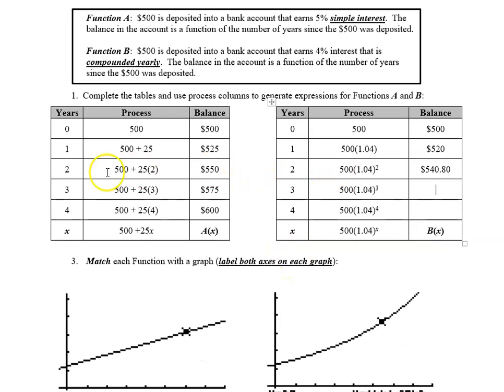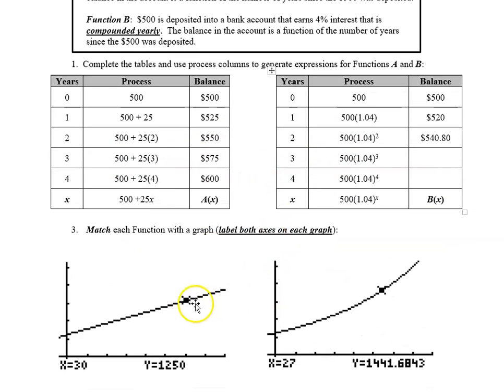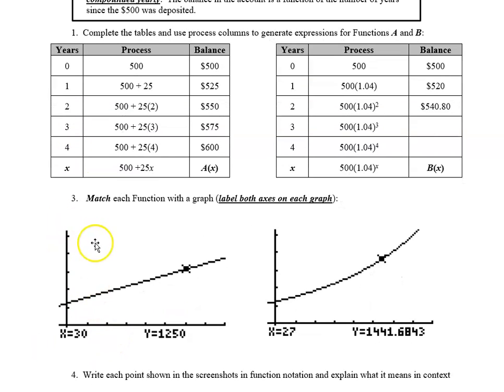Next, you're to match one of these functions with one of the graphs here below, and they just happen to match up the same order they're in. So on the left side, we have a linear function because it's increasing at a constant rate, $25 each year. So the graph on the left actually represents that. So you could label this graph A of X, and then the one on the right is B of X, and this is an exponential function because you're multiplying by a number, sort of like a geometric sequence.